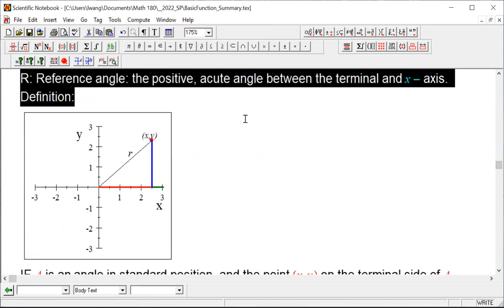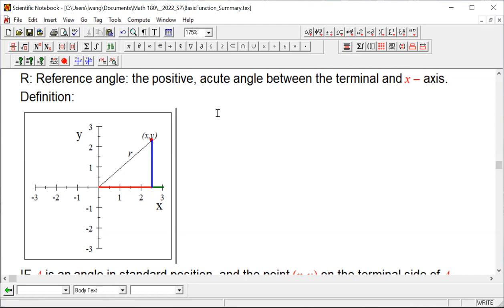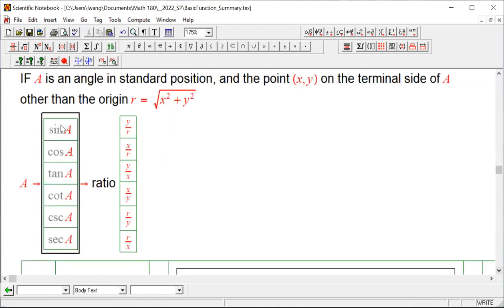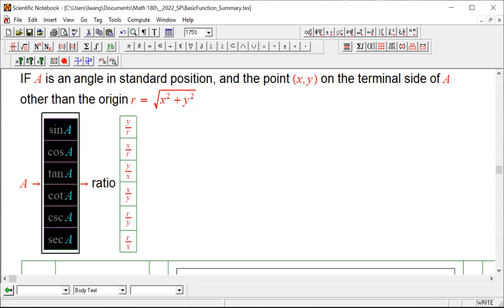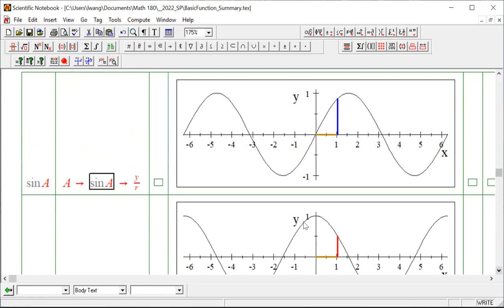Reference angle. So we talk about the definition of reference angle. Reference angle is the positive acute angle between the terminal side and the x-axis. Here is the definition. If A is an angle in standard position and (x, y) is any point on the terminal side of the angle other than the origin, which guarantees that r is going to be positive, we define the 6 trig functions. All right, so let's review what we are seeing with these functions.